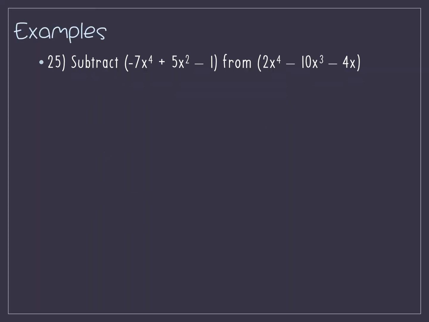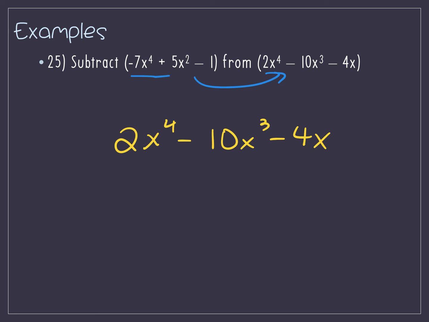All right, so the next instructions say to subtract. It says subtract this from this. So I'm going to write the second polynomial on top. And then I'm going to write the other one below it. So negative 7x to the fourth plus, and I can maybe shift this over so things are lined up.